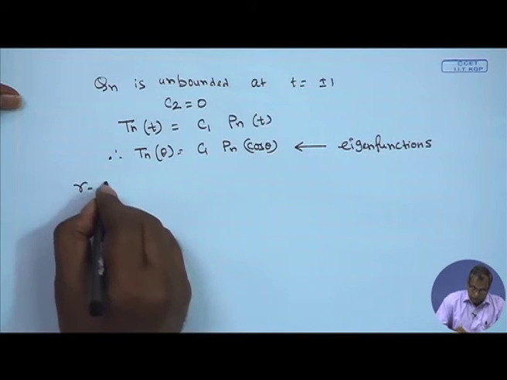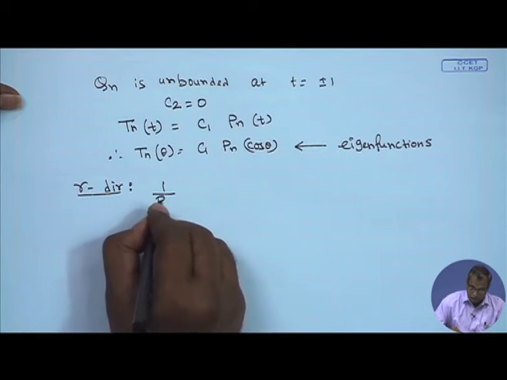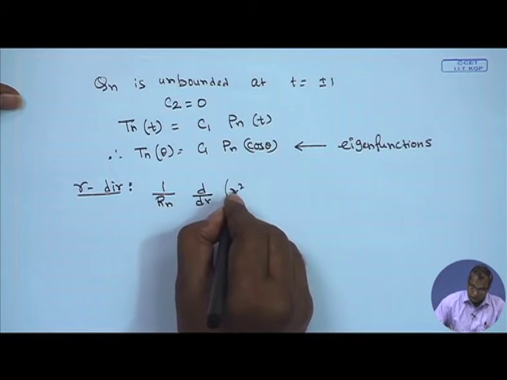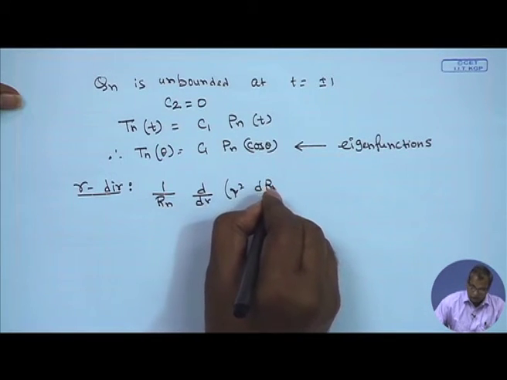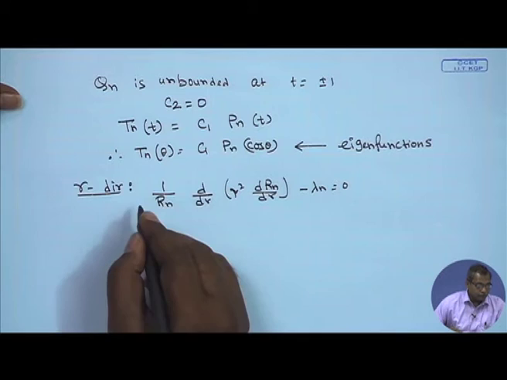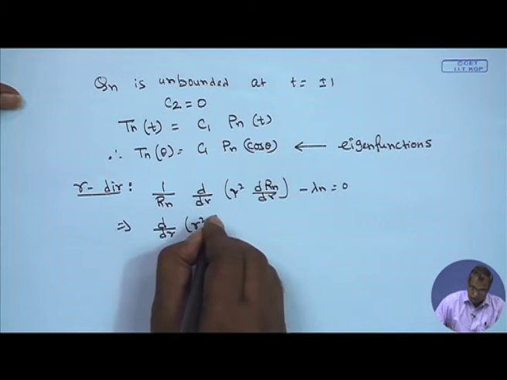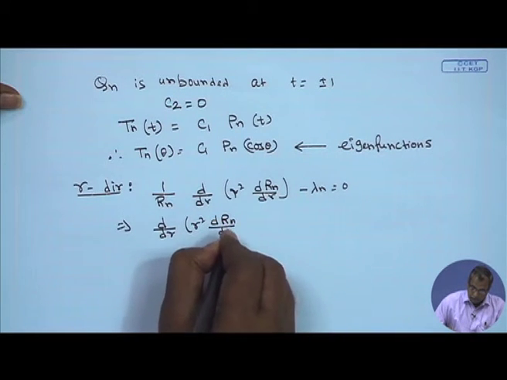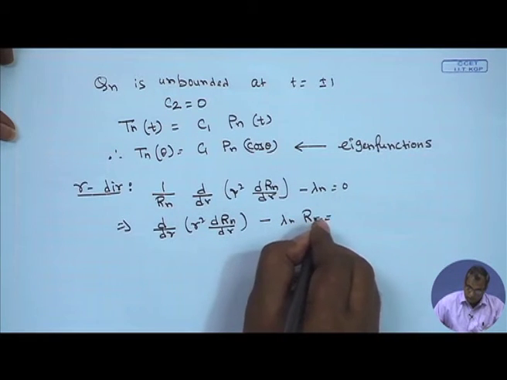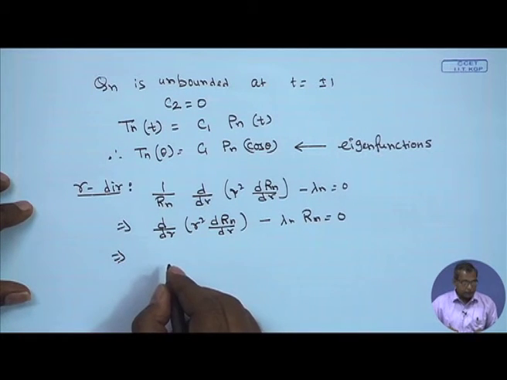Now, let us look into the radial direction. In r direction, we have 1 over Rn d dr of r square dRn dr minus lambda n equal to 0. So, therefore, we have d dr of r square dRn dr minus lambda n Rn equal to 0, and lambda n will be basically n into n plus 1.